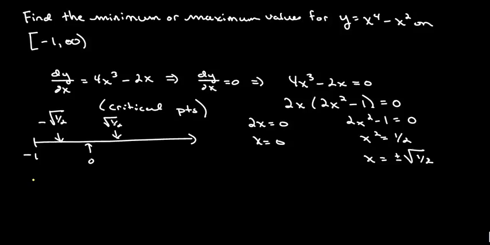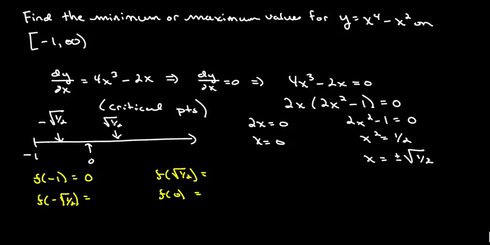So what we want is, what is the function at each one of these? What is the function at -1? What is the function at negative square root of 1/2? What is the function value at square root of 1/2? Oops, I forgot 0. And what is the function value at 0? So when we plug these in, at -1, -1 goes into the original function, and if I plug it in, I get 1 minus 1, which is 0.